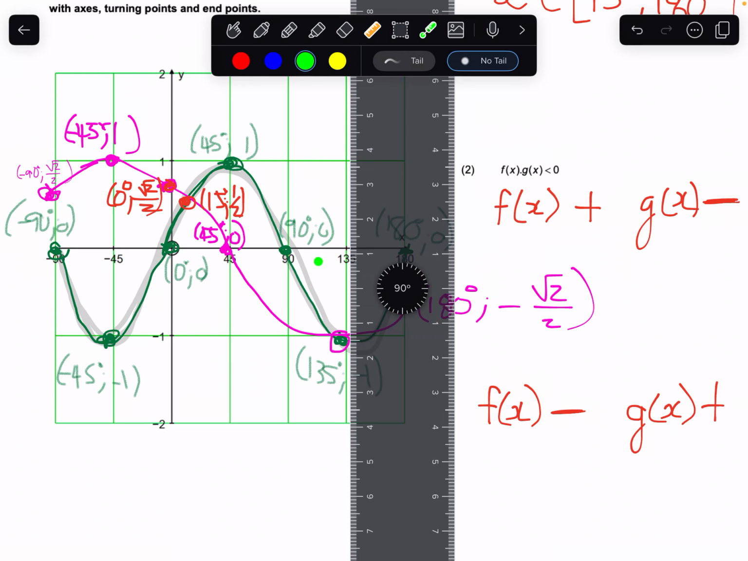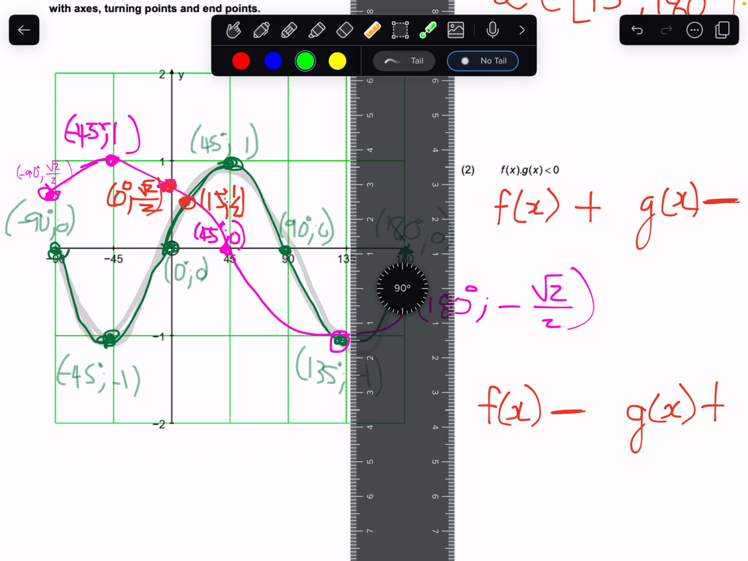So x is equal to 135 also isn't part of the solution to this inequality because when x is 135, both of these functions output a negative number and the product of two negative numbers is positive. So now that we have a sense of what we're looking for, I highlighted here as well: we're looking for places where f is giving us positive y values and g is giving us negative ones, or f is giving us negative y values and g is giving us positive ones.